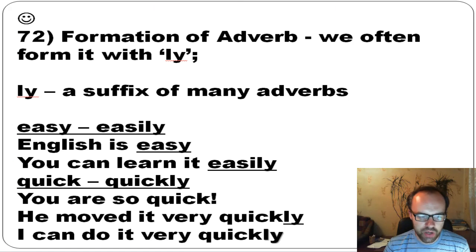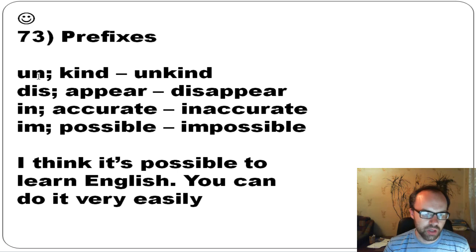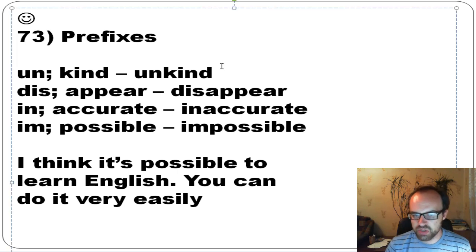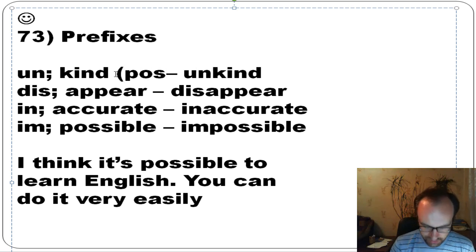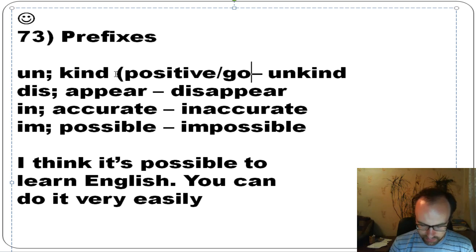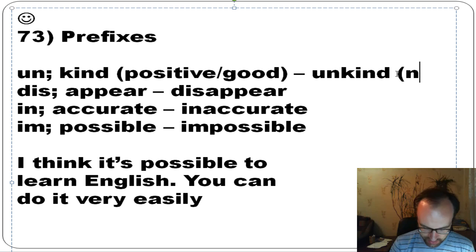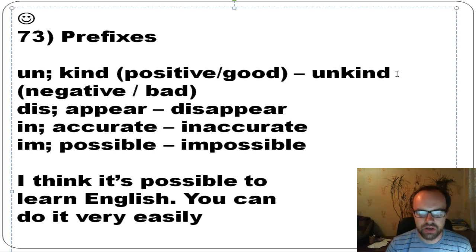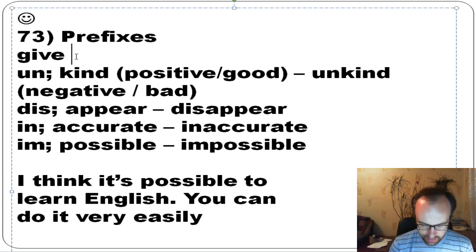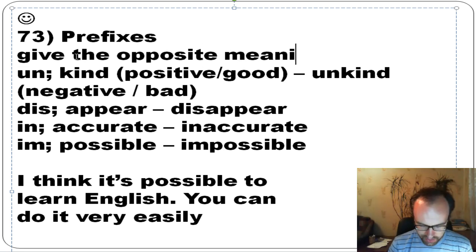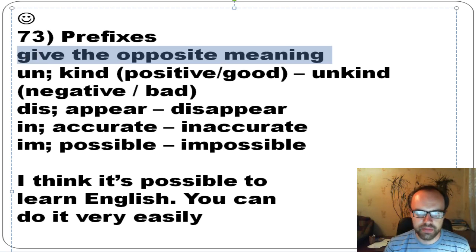Well, next, let's talk about prefixes and suffixes. So we mostly meet these prefixes: un, kind, unkind. So kind is positive, good. And unkind, it means negative, bad. So these prefixes un, dis, in, im give the opposite meaning. So dis, appear, disappear. In, accurate, inaccurate. Im, possible, impossible.